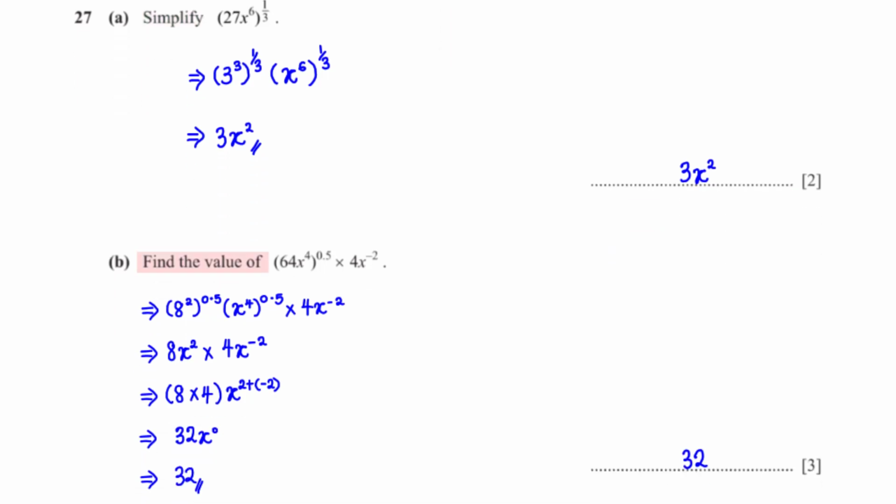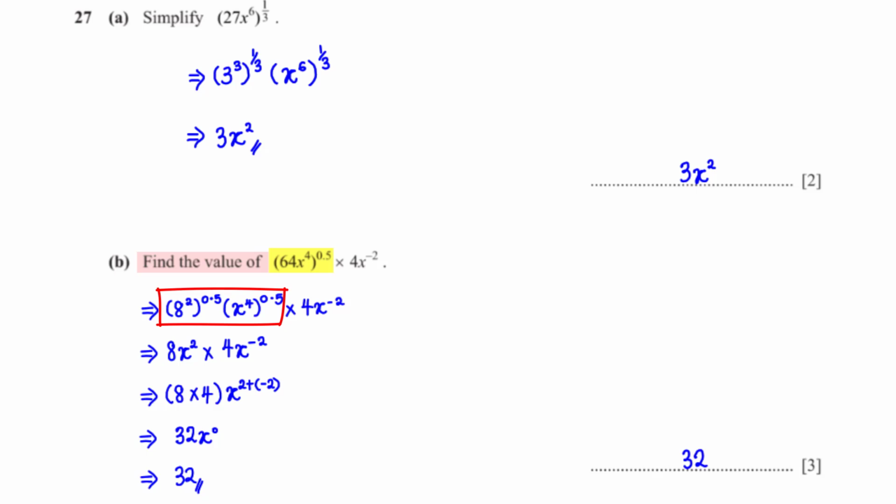Find the value of (64x^4) raised to the power 0.5 times 4x raised to the power -2. By applying the laws of indices, we can rewrite this section as 64 raised to the power 0.5, where 64 is the same as 8 squared, times (x^4) all raised to the power 0.5.